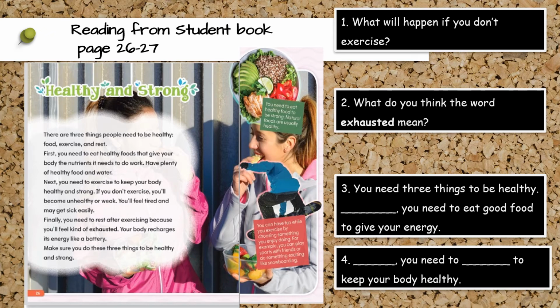The title is Healthy and Strong. There are three things people need to be healthy: food, exercise, and rest. First, you need to eat healthy foods that give your body the nutrition it needs to do work. Have plenty of healthy food and water.